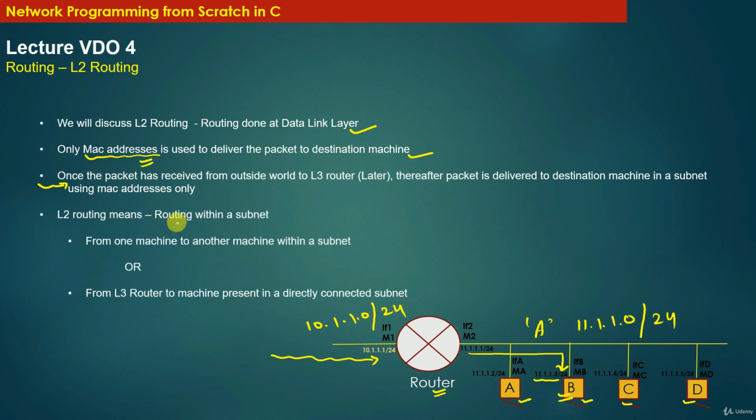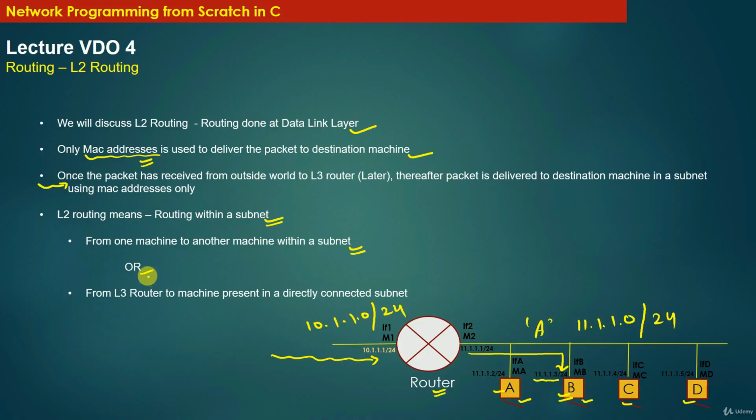So L2 routing means routing within a subnet. Now routing within a subnet has two meanings here. That is routing from one machine to another machine, where both machines are present in the same subnet. So in this example, if A wants to send a packet to machine C, then the packet is delivered from machine A to machine C using L2 routing only.